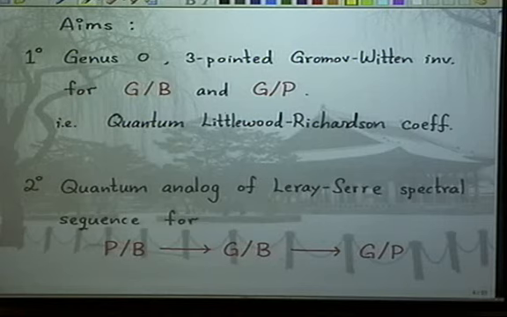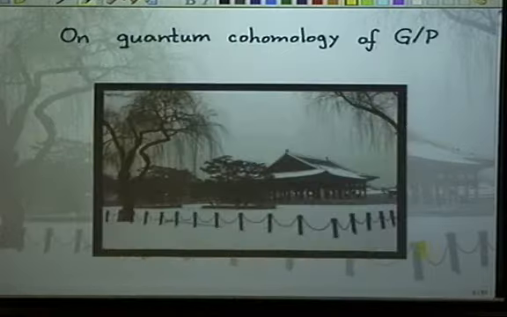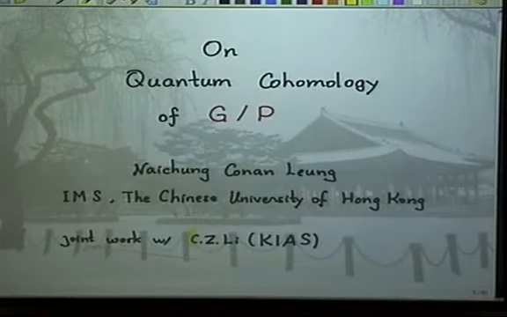And the second objective is to explain a quantum analog of the Leray spectral sequence from the fibrations relating the full flag variety and the partial flag variety. Okay. Of course, this to us at the beginning is a bit surprising because quantum cohomology usually does not have functorial property. So this is a rather special situation in which we can get an analog of this one. This is a joint work with my former student Changzheng Li, who is now at KIAS. So mostly his work basically.